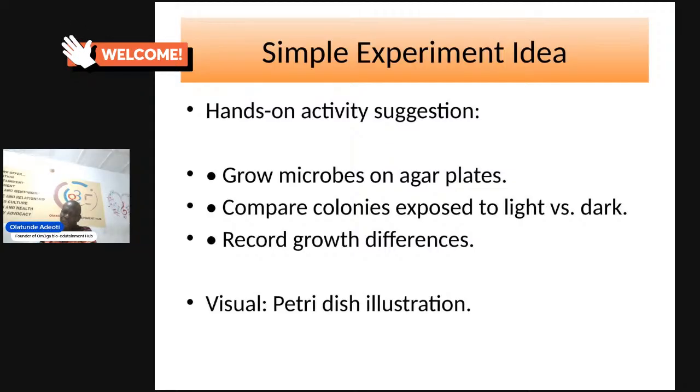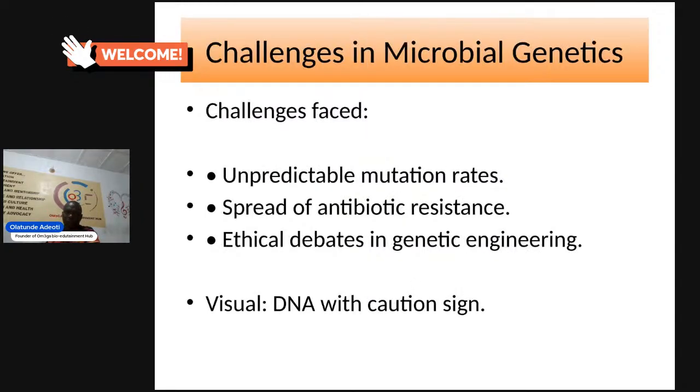For example, if the normal way of existing should be in the light, that means the one you put in the dark should be able to develop or acquire certain characters in their DNA for them to be able to survive in the dark. So that's going to record the differences in terms of the color, in terms of morphological features, and so on and so forth. Then, what are the challenges that we face in studying microbial genetics?